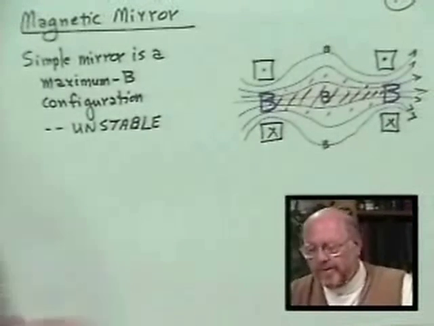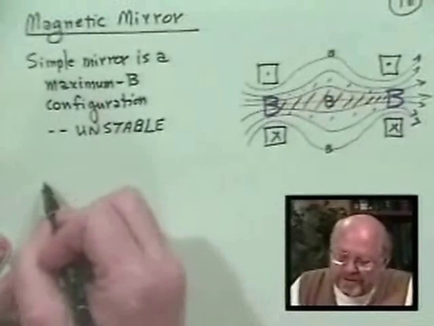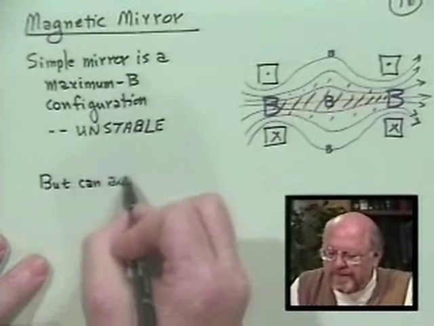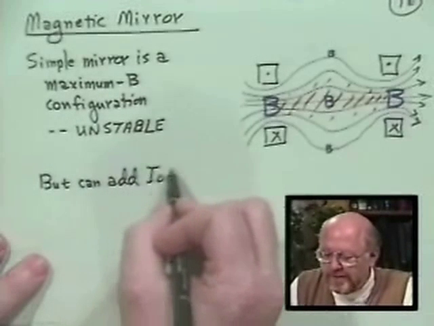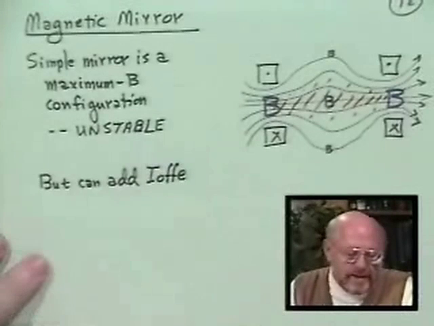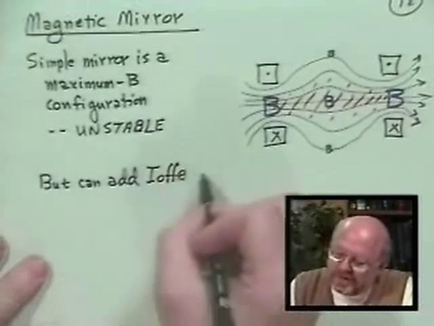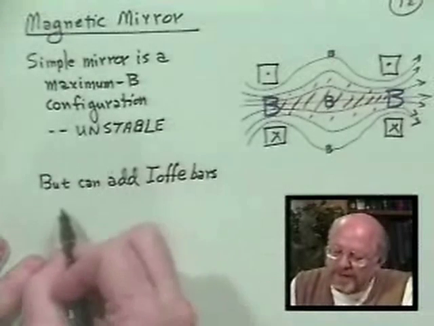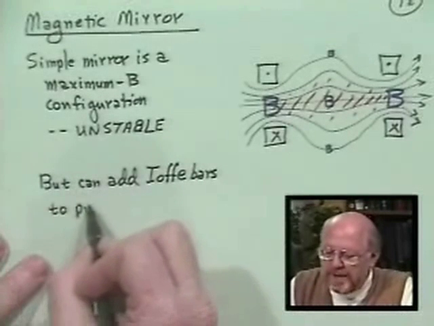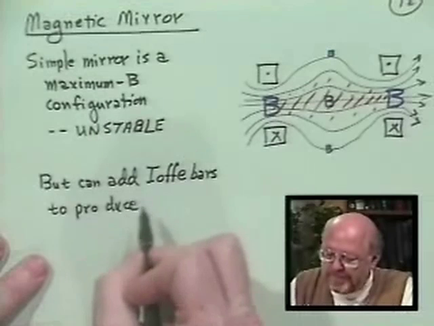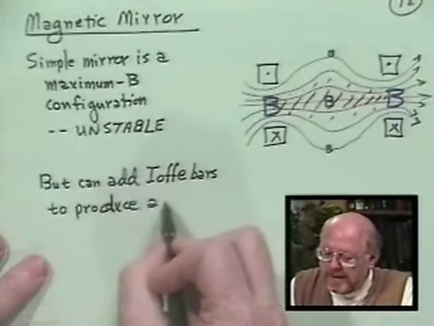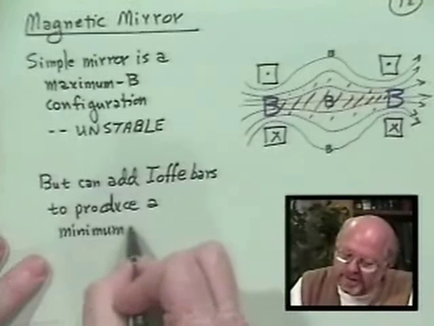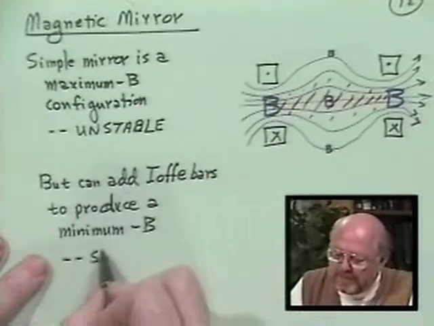How can you solve this? Well, it turns out you can add what are called Yaffe bars, after a Russian physicist named Yaffe, who provided a means of solving this to produce a minimum B situation, in which case you get it stable.